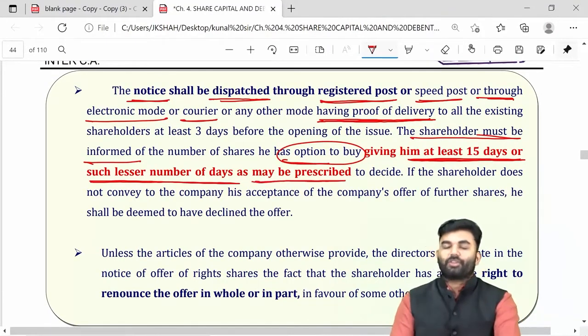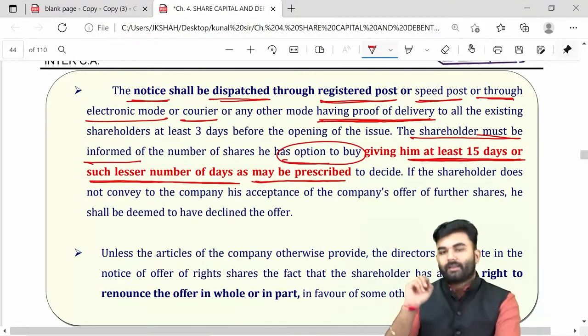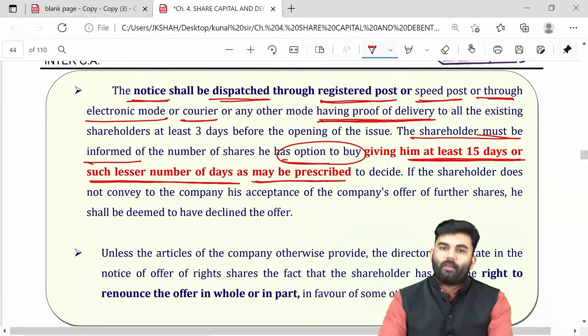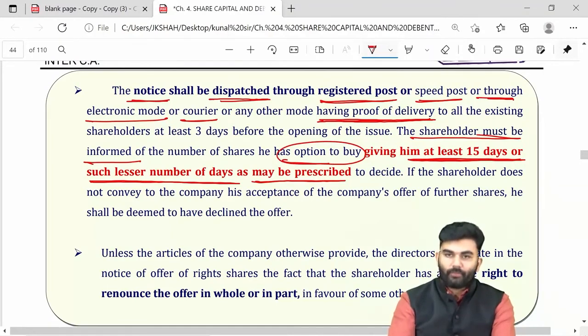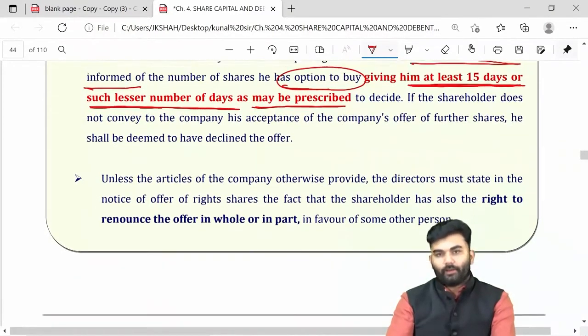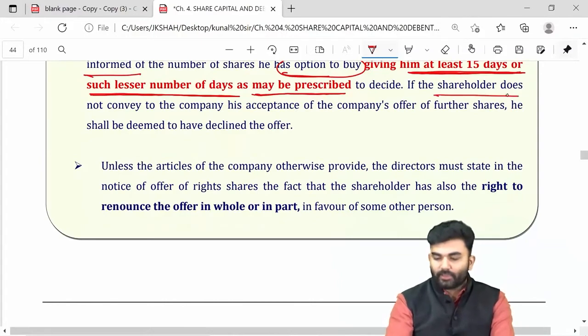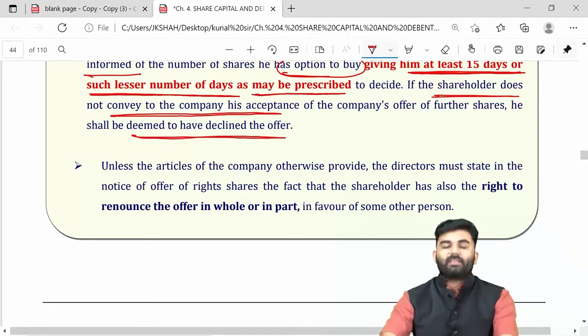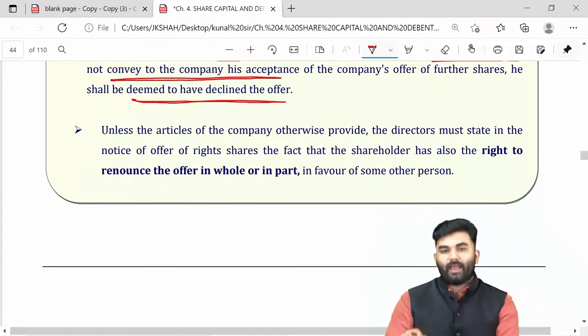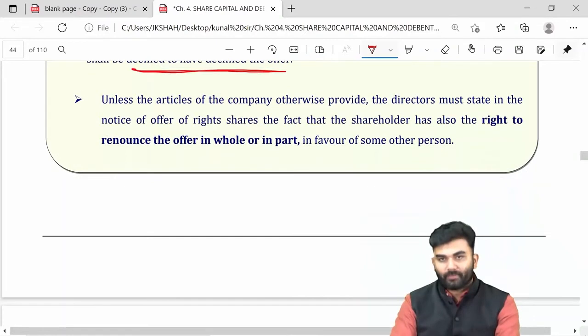So this is an addition. The words which are written in red have to be modified in your textbook as well. This is the new statement which has to be included inside your textbook. Over here, if the shareholder does not convey his acceptance of the offer, then it will be assumed that the existing shareholder has declined the offer of the company.